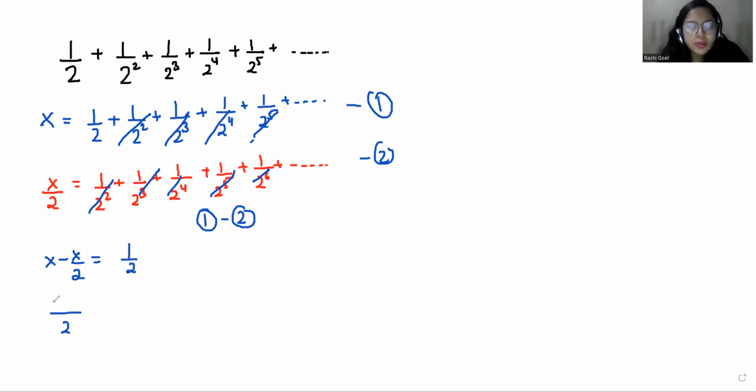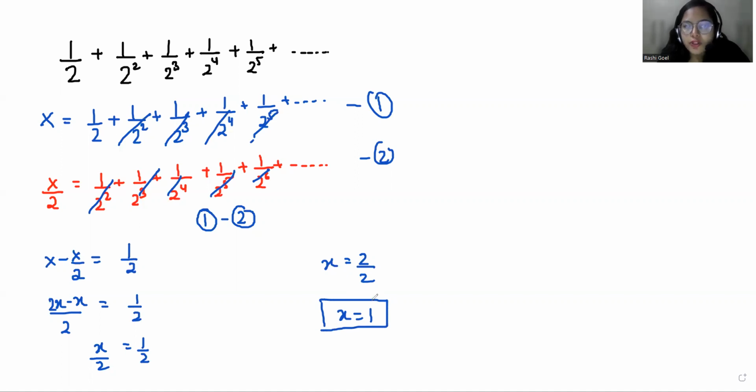So if we take the LCM, 2x minus x is equal to 1/2. So x/2 is equal to 1/2. So x is equal to 2/2, which is 1. So the value of x is 1. The sum of the series is 1.